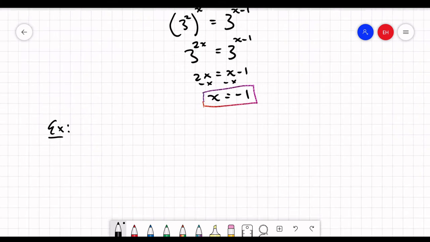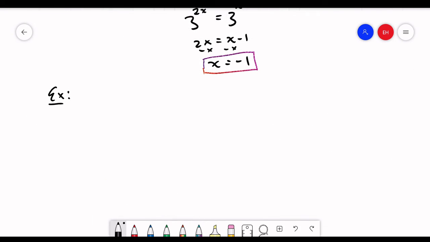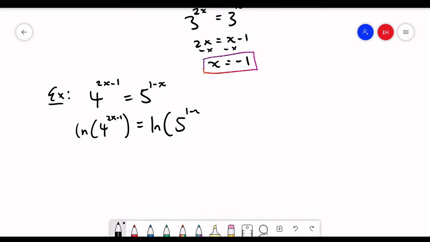Next example, 4 to the 2x minus 1 power equals 5 to the 1 minus x. Now the first thing I'm going to tell myself is I can't write 4 and 5 in the same base. Like in the earlier problem I could do 9 and 3, I could write 9 as base 3. So if I can't write them in the same base, I'm going to have to use the logarithm. You can use whatever logarithm you want, I just chose natural log here.